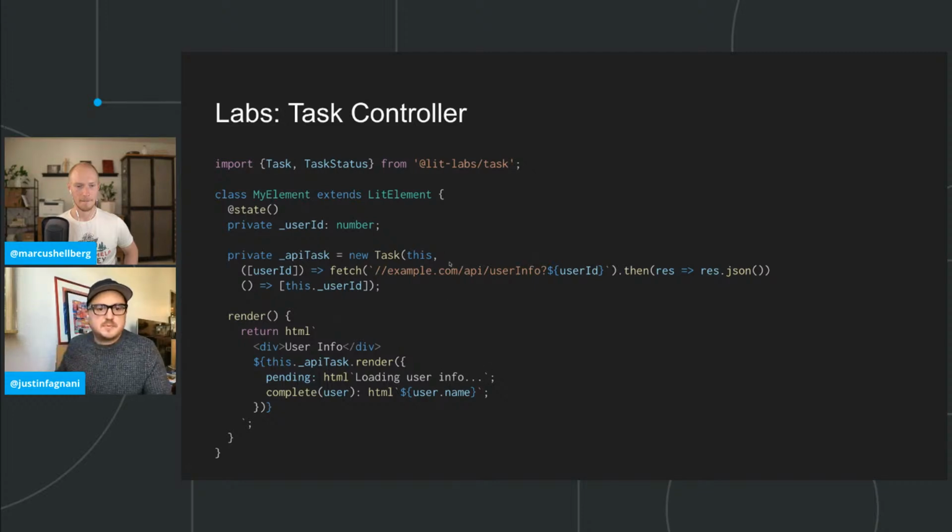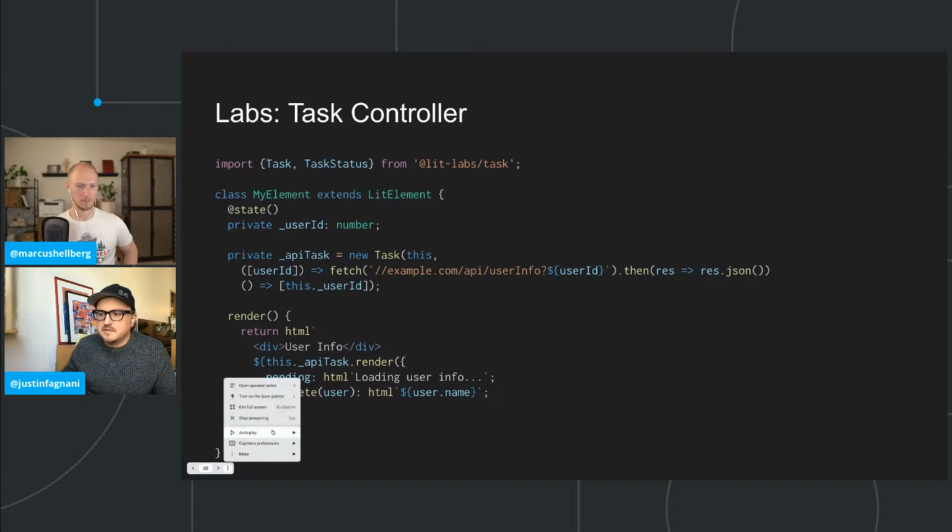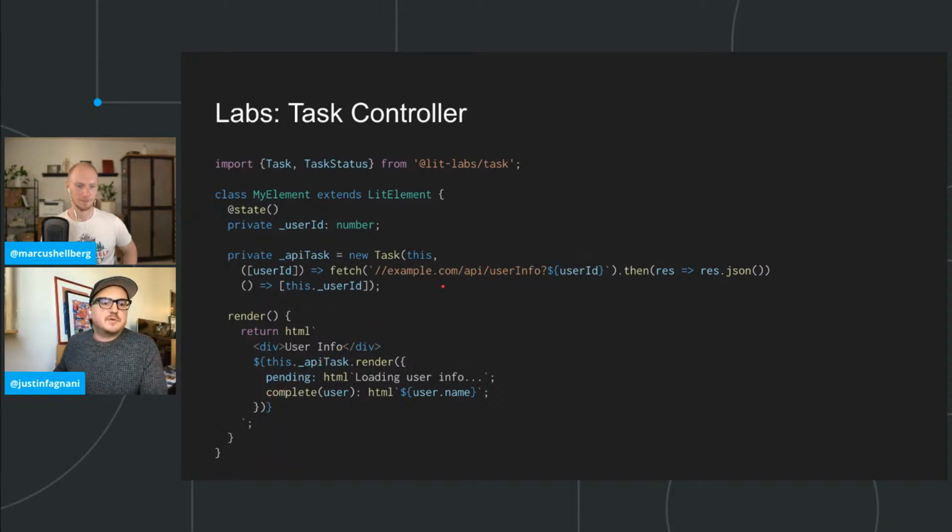I'll probably skip over this a little bit, but I did want to point out that we have a new NPM org that we're going to be using for not exactly experiments, but labs stuff, where we want to get feedback on it before we release it as a new core library. And one of the things we have in labs is a task controller. And this kind of goes back to some talks I've given about how to structure applications with Lit and how to make things more declarative.